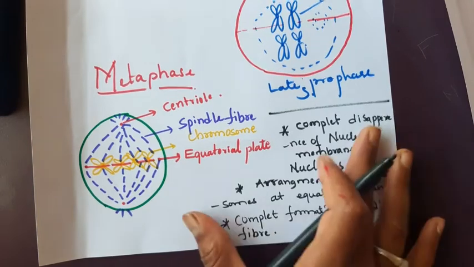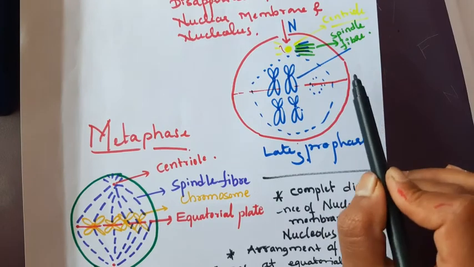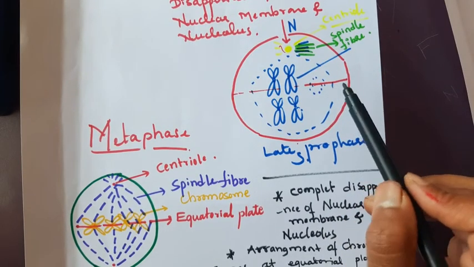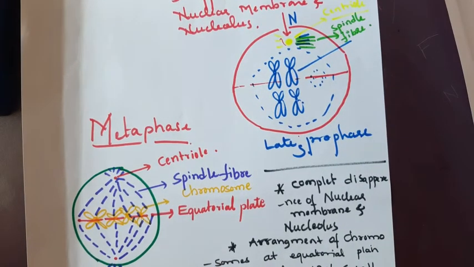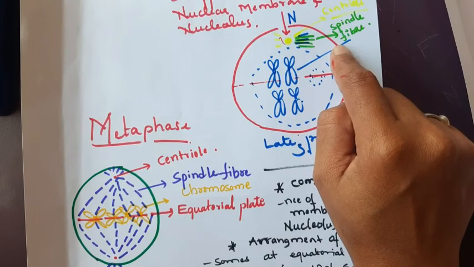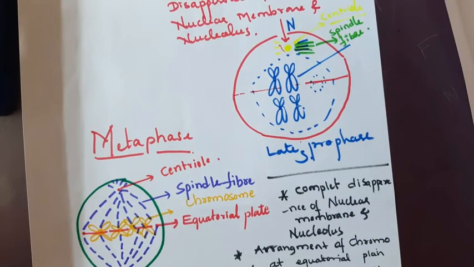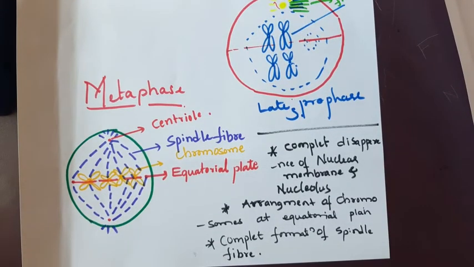Okay. Just understand, in the prophase you can see the presence of a little bit of nuclear membrane and the nucleolus, but in the metaphase there is complete disappearance; you can't see any nucleus contents or nucleolus content. Spindle fibers start appearing in the prophase, but in the metaphase the spindle fibers are completely formed. Okay. Then after prophase and metaphase, next one is the anaphase.